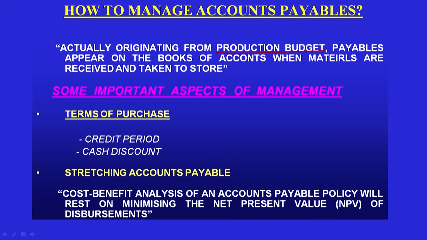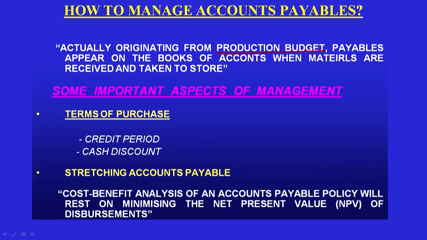Now, we have to talk about some important aspects of management of this accounts payable. We normally have two things: the terms of purchase and stretching accounts payable. Terms of purchase include what? Credit period and cash discount.